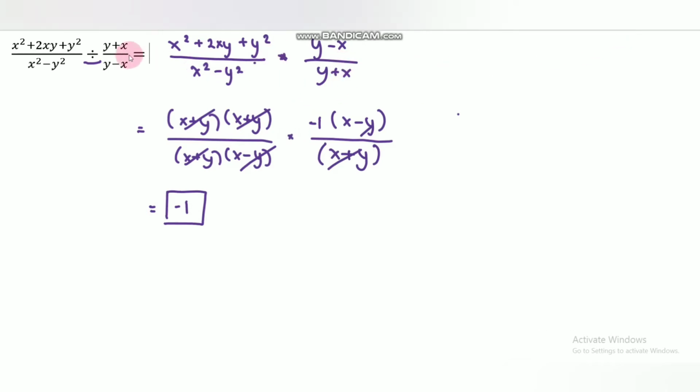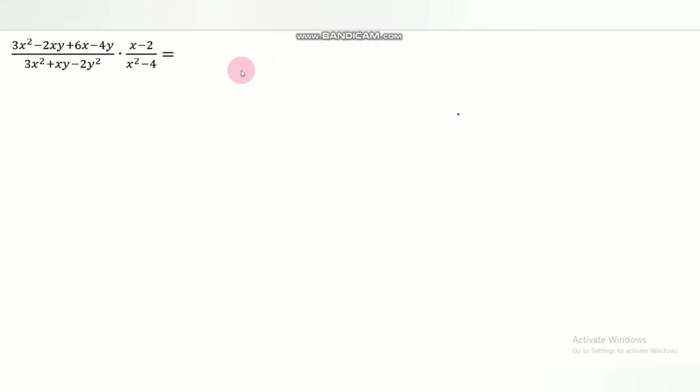So don't forget, the difference between multiplication and division is that you need to first transform the division into multiplication. Okay, so be careful with this. The next one, I will give you two more examples. The next one, this one. This is multiplication.